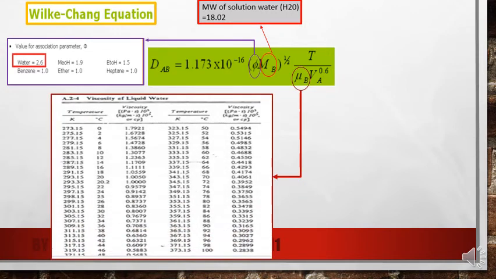This one you need to use the appendix for the table of viscosity of liquid water. Again, it depends on the condition of the liquid. For example, let's say the question refers that the diffusion occurs at 25 degrees C. So at 25 degrees C, the value of viscosity is 0.8937. It depends on the question and conditions stated in the question.